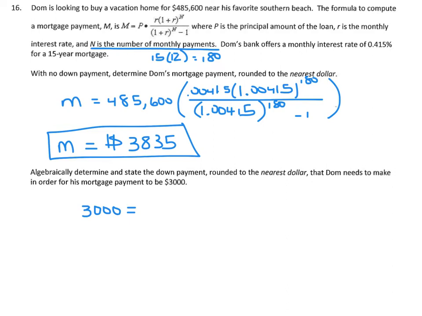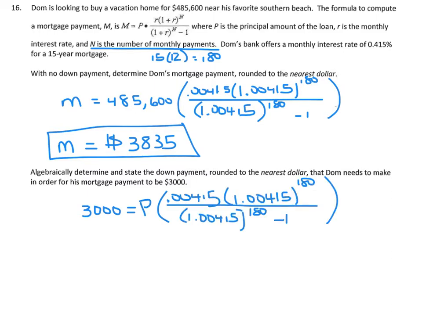Okay, so what we're solving for here is the P. So when you're looking for the down payment, you're really solving for the P within the formula. Now everything else within this formula is the same as above, so I'm just going to copy all that down. Okay, so there we go. So then basically we have 3,000 equals P times whatever this is equal to.